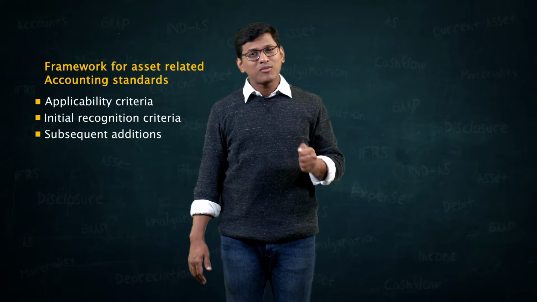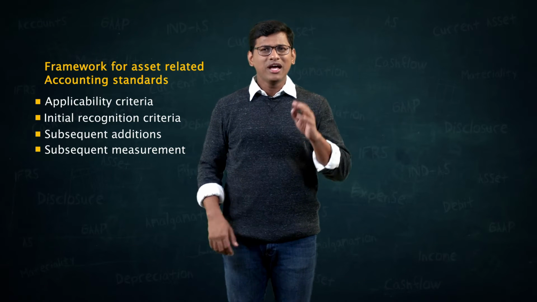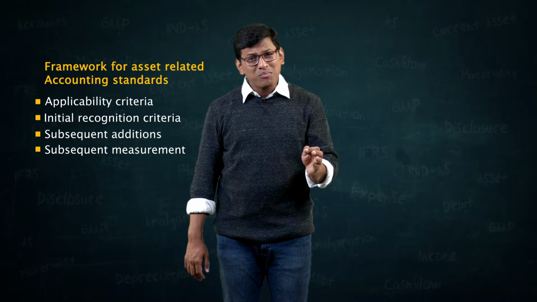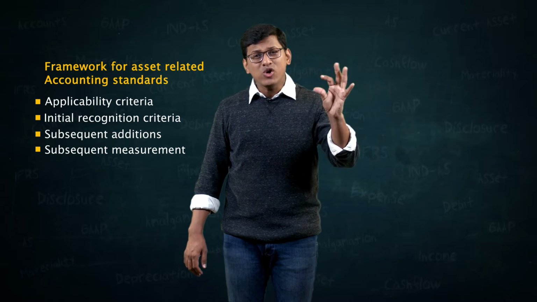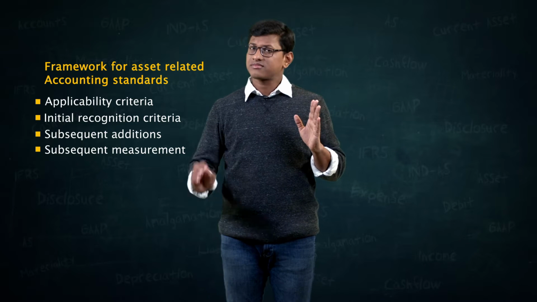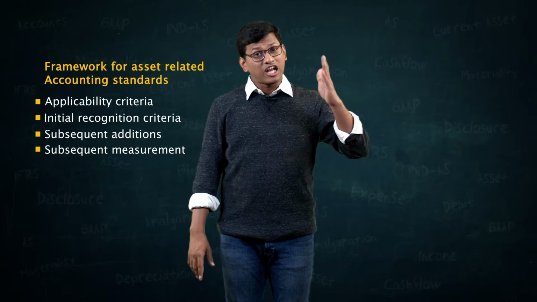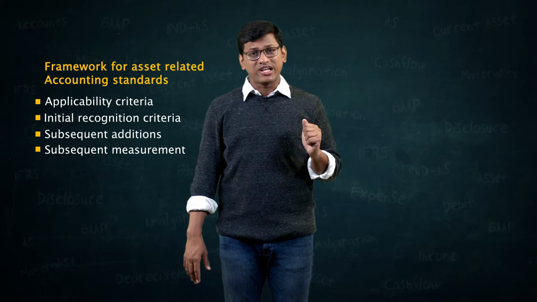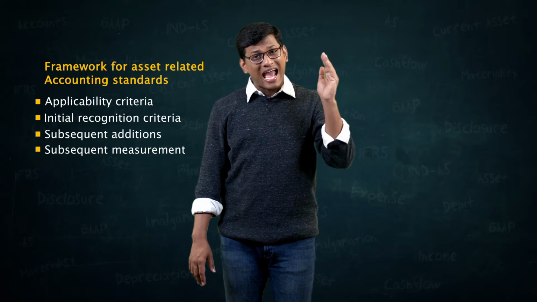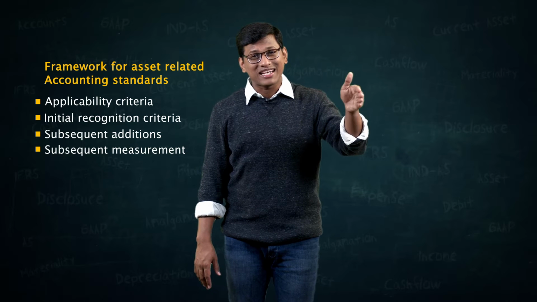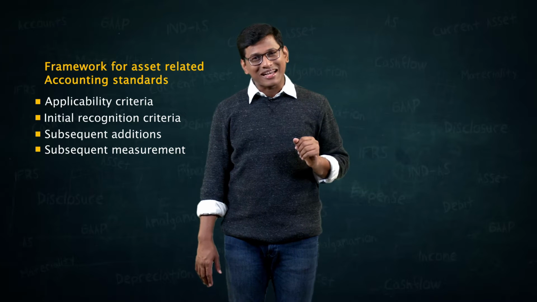After that, we will learn about something called as subsequent measurement. What is the meaning of subsequent measurement? Remember friends, subsequent measurement is a phrase used with analyzing the value of an asset on balance sheet date. We purchased the asset on 1st April or 1st October, some date. But now we are at the end of the financial year. At the end of the financial year, at what value should this asset be shown in the balance sheet? That principle is discussed under subsequent measurement criteria.